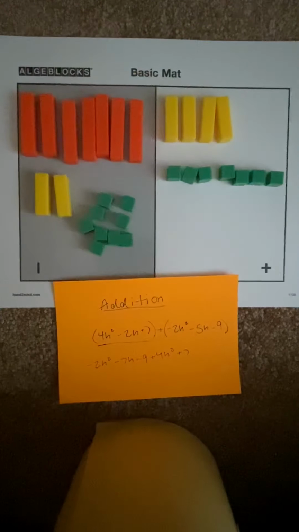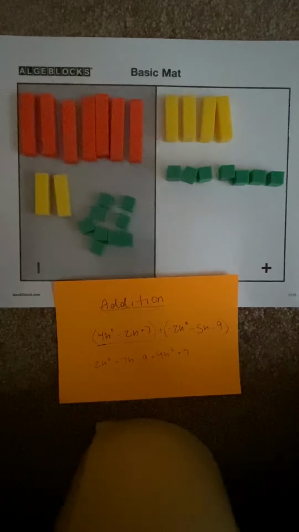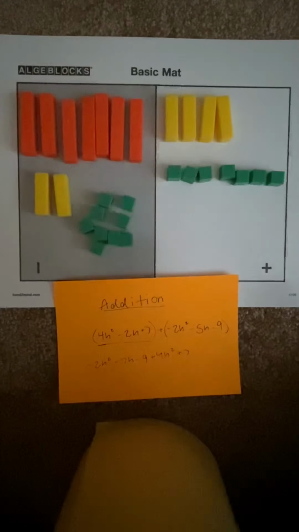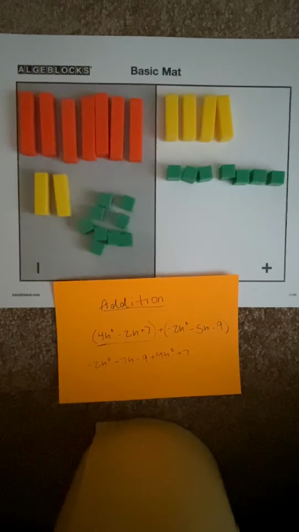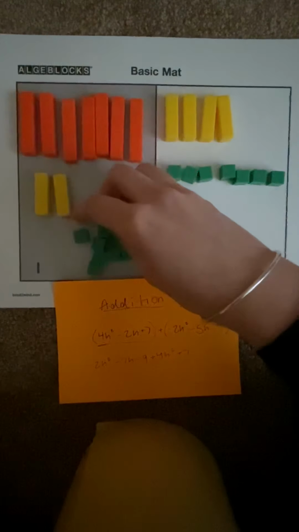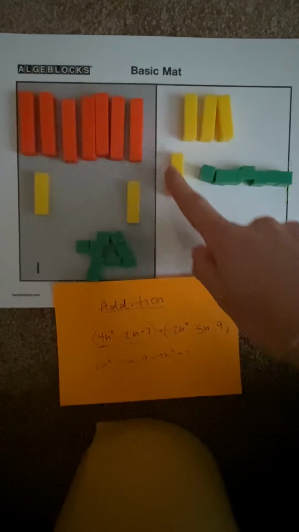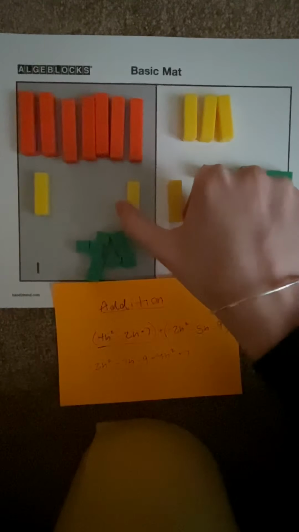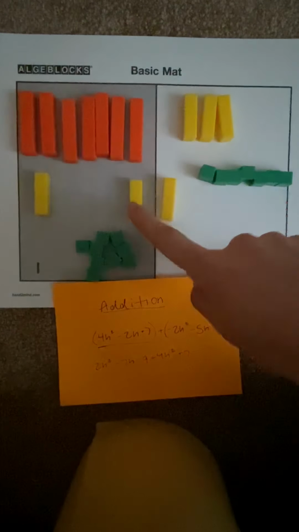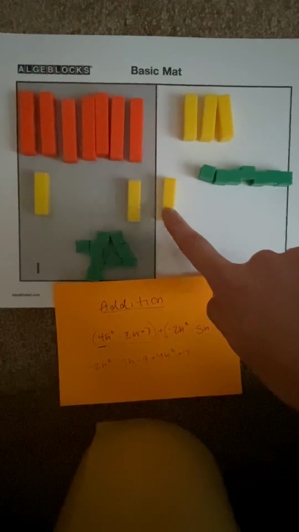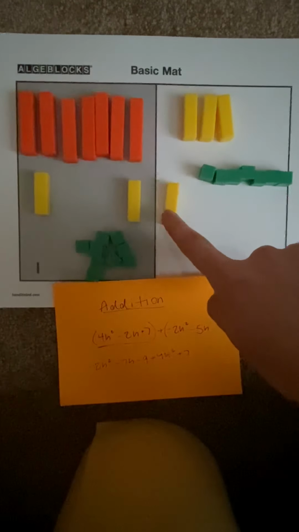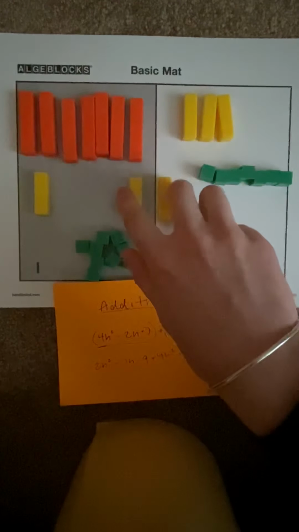But we can simplify this. To do that, we are going to see what we have on both sides of the mat and see if we can cancel out some of these blocks using zero pairs. So let's start with the yellow blocks, our h squared values. I have 1 on this side and I have 1 on this side. Since there is 1 yellow block on the negative side and 1 yellow block on the positive side, they cancel each other out and they make a 0 pair.